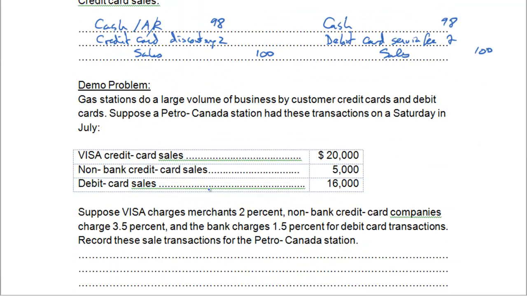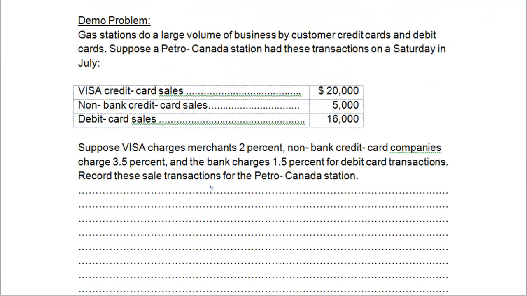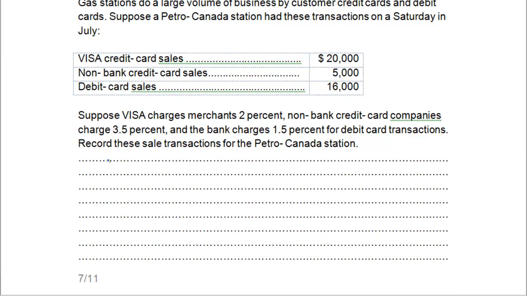Now, let's do a quick demo problem to do with credit card sales, looking at gas stations. We have a number of different types of payment that were accepted: Visa, a bank credit card, non-bank credit cards, and debit card sales. We have the figures for what they charge, and we're asked to record these sales transactions for the Petro-Canada station.